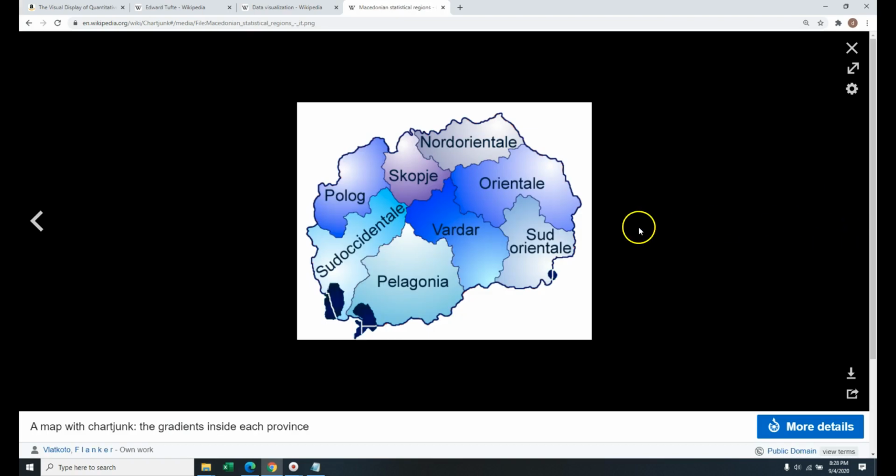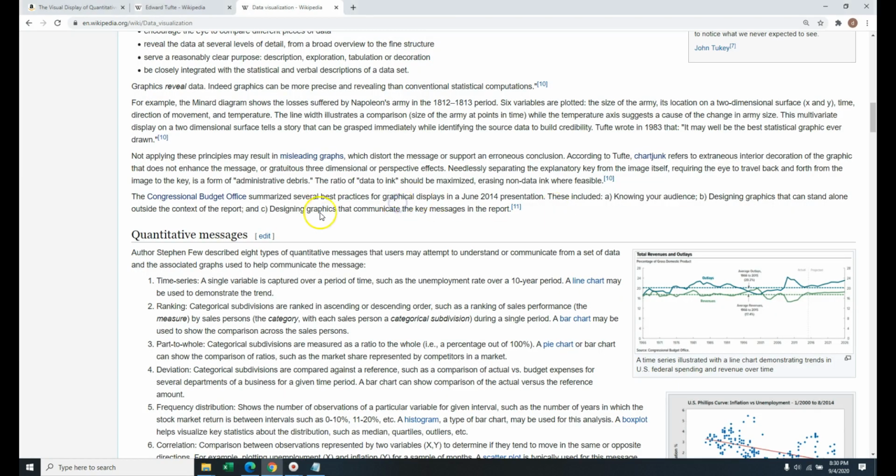Let's see another example. Over here we have some regions, and the gradients make you think that there are differences, when in fact there are no differences. So don't use gradients unless you want to show variations. And finally, let's see these 3 best practices.